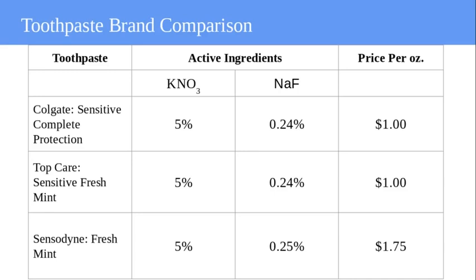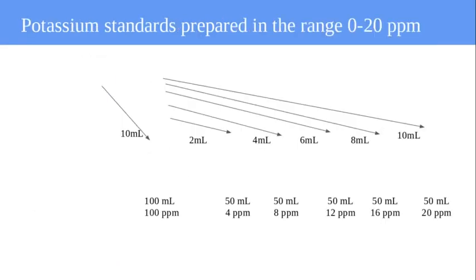Toothpaste brand comparison. These are the 3 brands of toothpaste: Colgate, Top Care, and Sensodyne. I tested using the atomic emission spectroscopy technique. This table also includes their active ingredients and price per ounce.